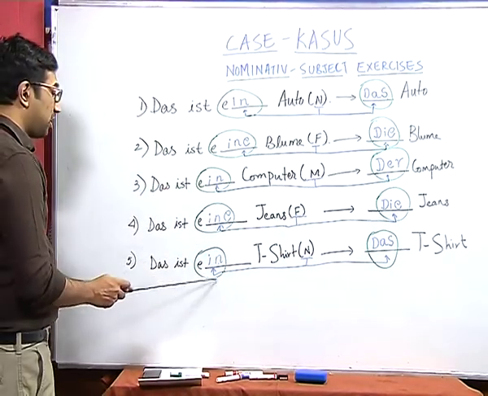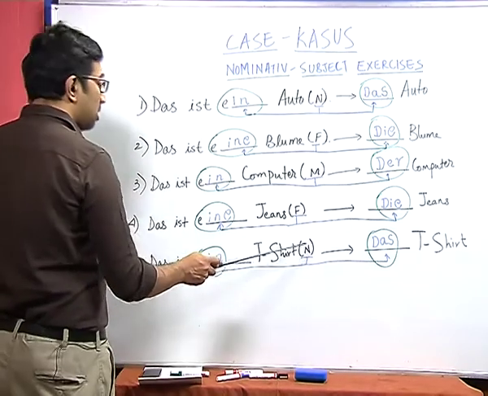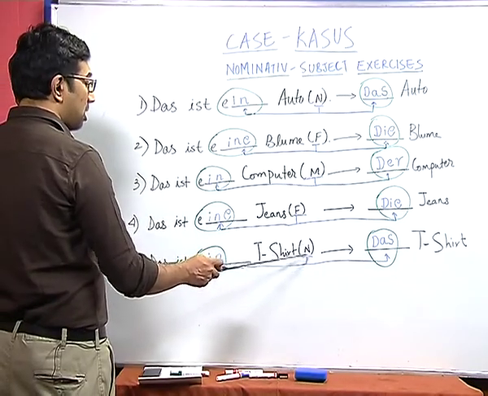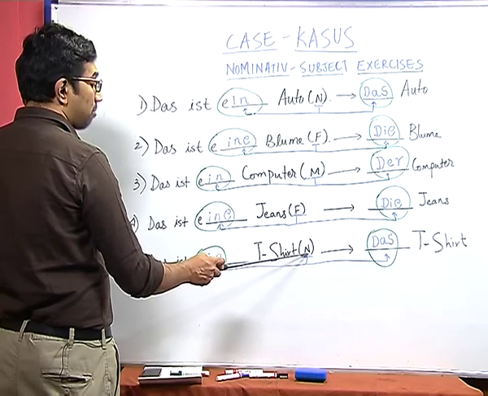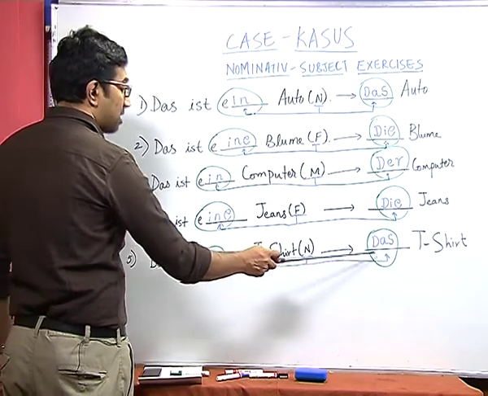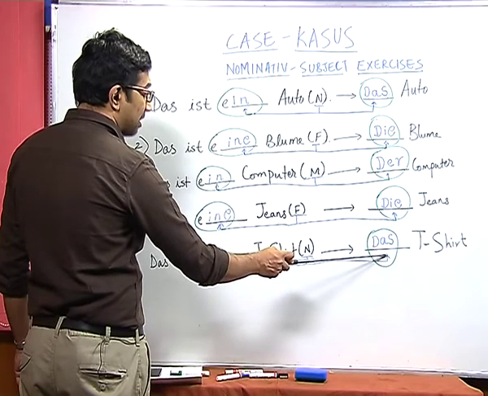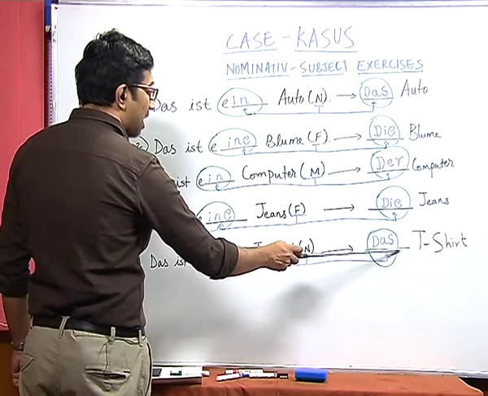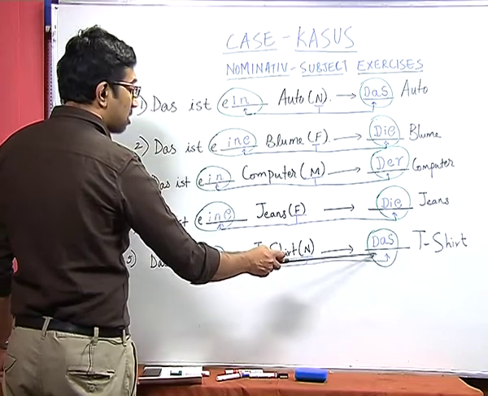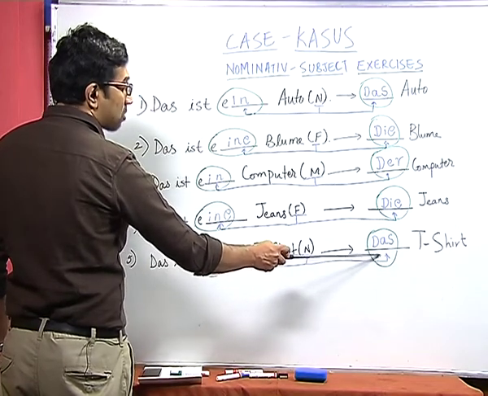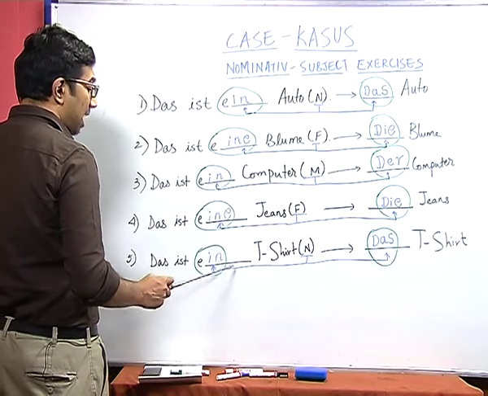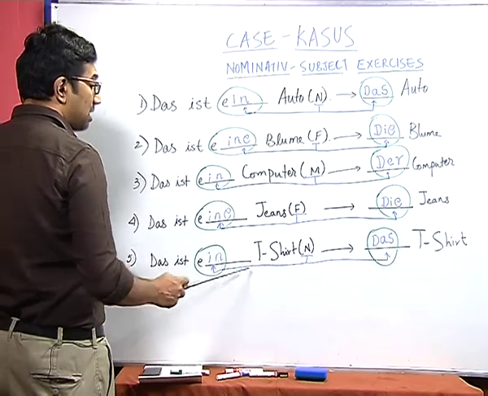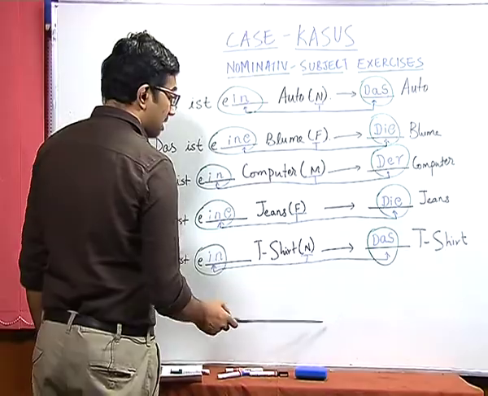Das ist ein T-shirt. The word T-shirt has got the neutral gender, which is marked by N here, and carries the definite article das, which makes it das T-shirt, and the definite article das corresponds to the indefinite article ein, which makes it ein T-shirt. So the answer given here is right.